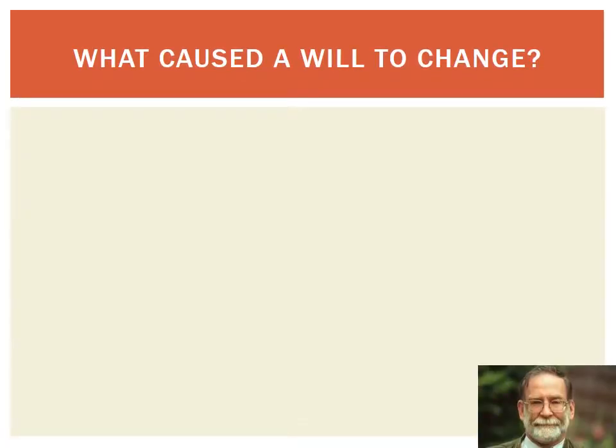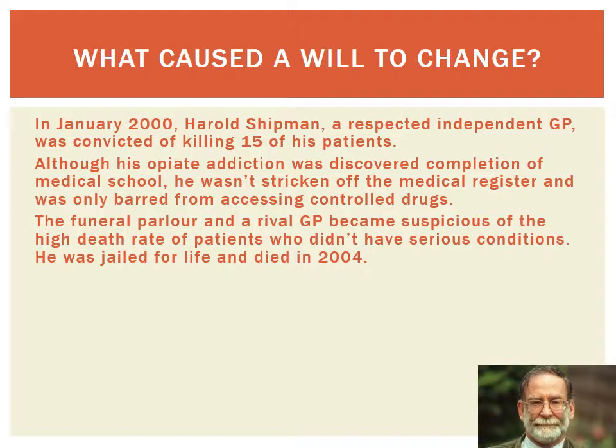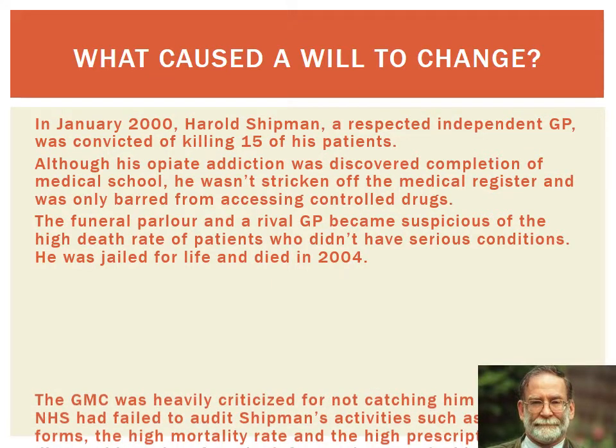So what caused this to change? In January 2000, Harold Shipman, a respected independent GP, was convicted of killing 15 of his patients. Although his opiate addiction was discovered after his completion of medical school, he wasn't struck off the medical register and was only barred from accessing controlled drugs. However, a funeral parlour and a rival GP became suspicious of the high death rate of patients who didn't have serious conditions, and therefore they reported him, and he was jailed for life and died in 2004.